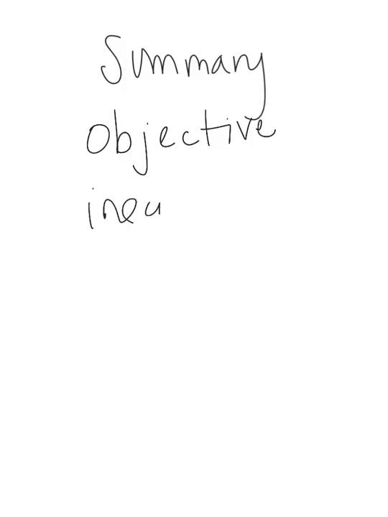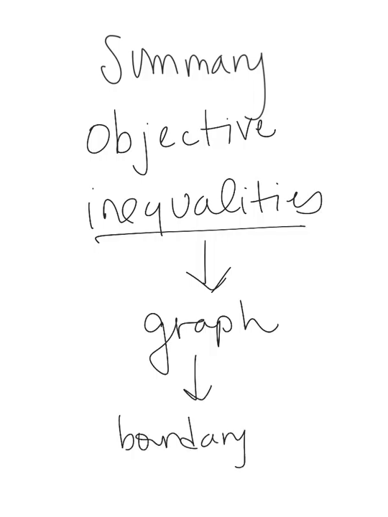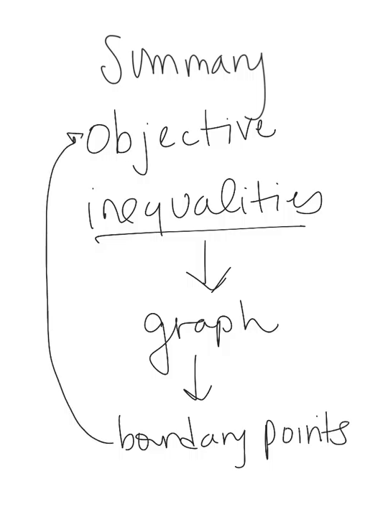So to summarize, we've done quite a few problems with linear programming. We have an objective function that will always be given, and then we have some inequalities that are given. It's the inequalities that you go ahead and graph. And you figure out what the boundary points for those inequalities are. You take those boundary points and plug them back into that objective function. Get number values, and that will help you determine the max and the min.